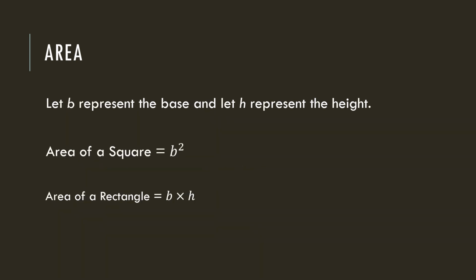All right, so here's the formula for the area of a square and the area of a rectangle. It says let B represent the base and let H represent the height. So the area of a square is just the base squared, so B squared, which is really the same thing as B times B. And then the area of a rectangle is base times height.